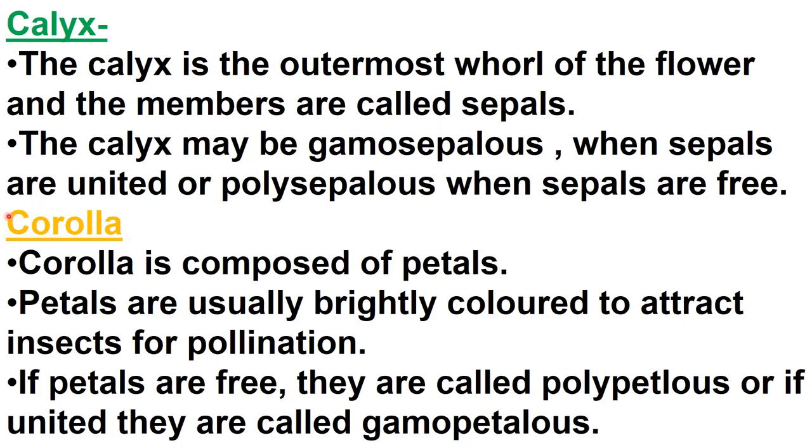The next part of the flower is the corolla. A corolla is composed of petals, so all the petals combined are called the corolla. Petals are usually brightly colored. What is the function of the petals? Why do these petals have bright colors? To attract insects for pollination. So the main function of the corolla is to help in pollination of the flower, and that's why their color is bright, to attract the insects towards the flower.